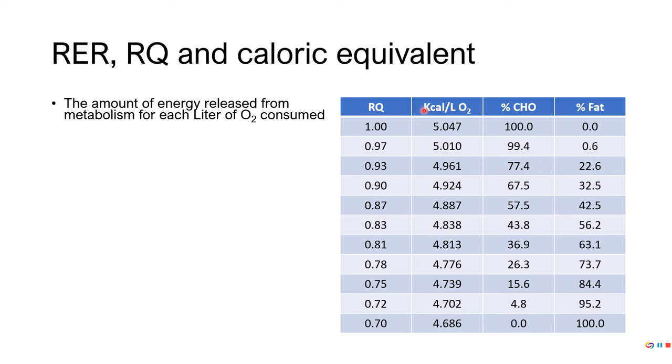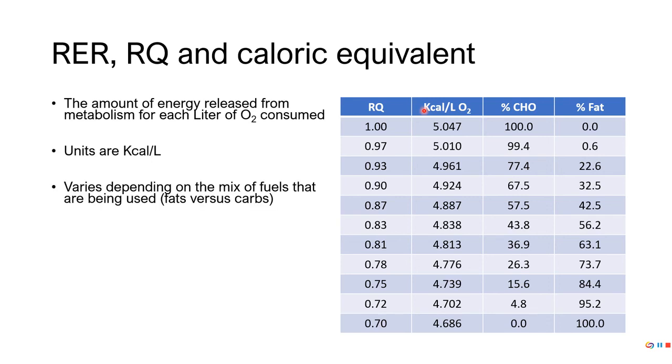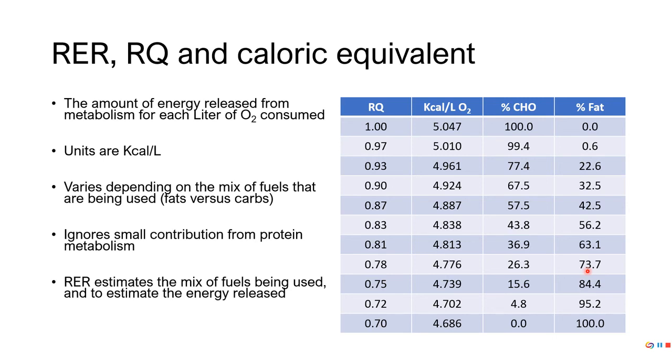Okay, so the amount of calories we're getting from a liter of oxygen depends on what the mixture of fuel sources is, right? And so if you see here, we've got the percentage of carbs, and over here we've got the percentage of fats. And so these should always add up to 100. And so just depending on what's going on will give us an idea. Okay, so we don't take into account protein because it's essentially insignificant. And so this RER gives us that idea of what percentage, right? So if my RER is 0.9, I'm using 67% carbs, 33% fats.